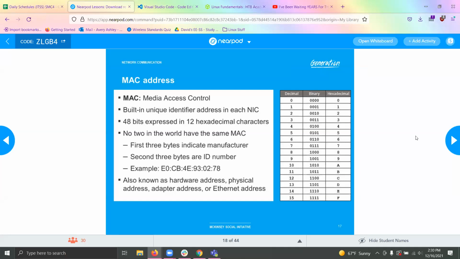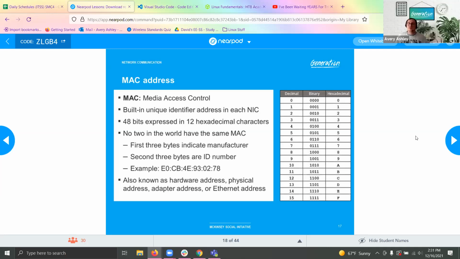MAC addresses. MAC, media access control, built-in unique identifier address in each NIC, 48 bits expressed in 12 hexadecimal characters. No two in the world have the same MAC. First 3 bytes indicate manufacturer, second 3 bytes are ID numbers. Example: E0CB4E930278, also known as hardware address, physical address, adapter address, or Ethernet address.